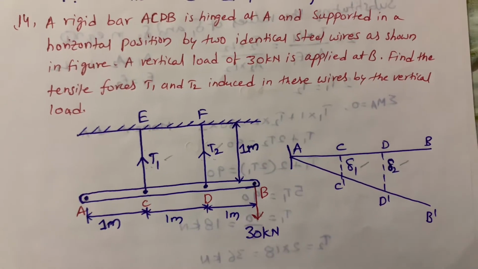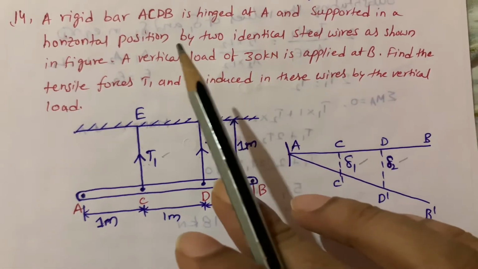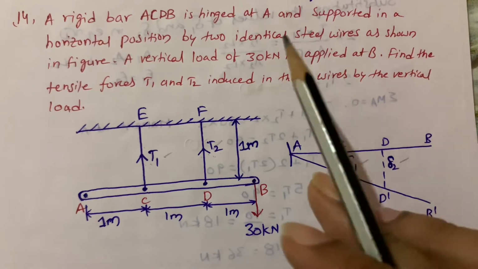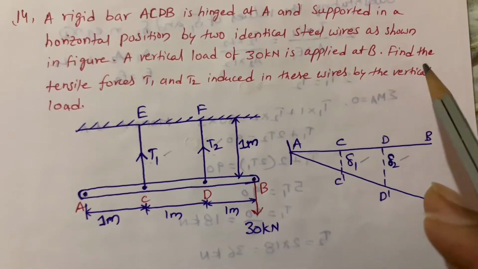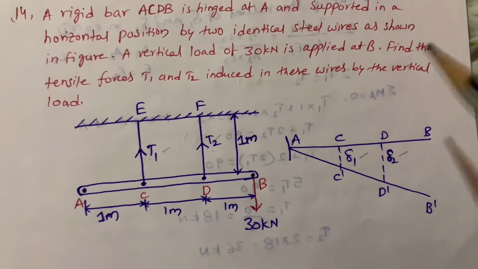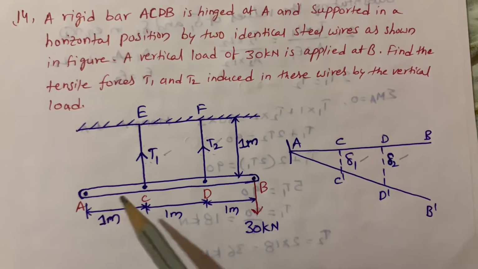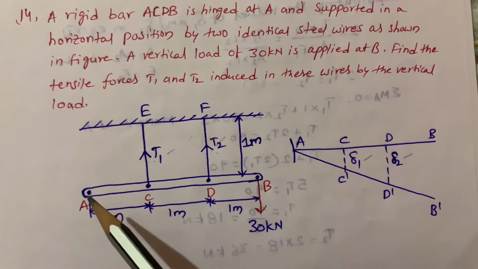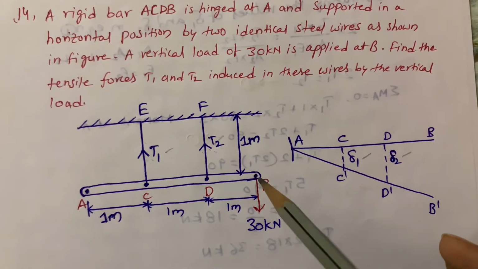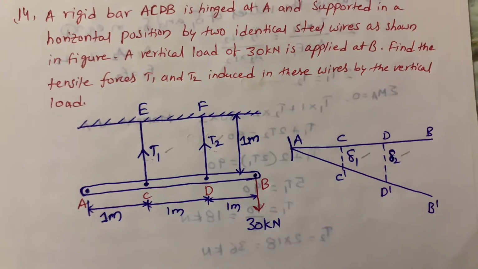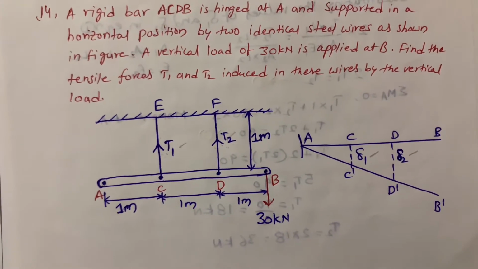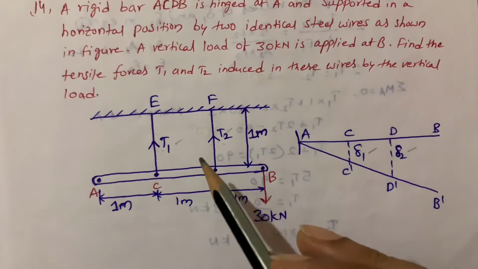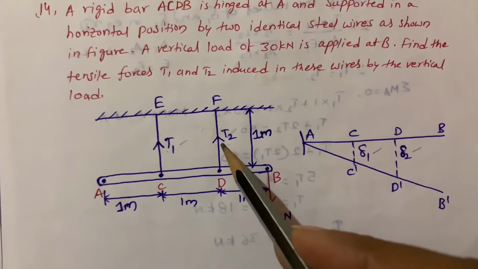Hello everyone. In this video, I'm going to explain a simple example problem in simple stresses and strains in strength of materials. Here, one rigid bar is given, which is hinged at point A, and a load is applied at point B, a 30 kilonewton vertical load, and two identical steel wires are there, T1 and T2.